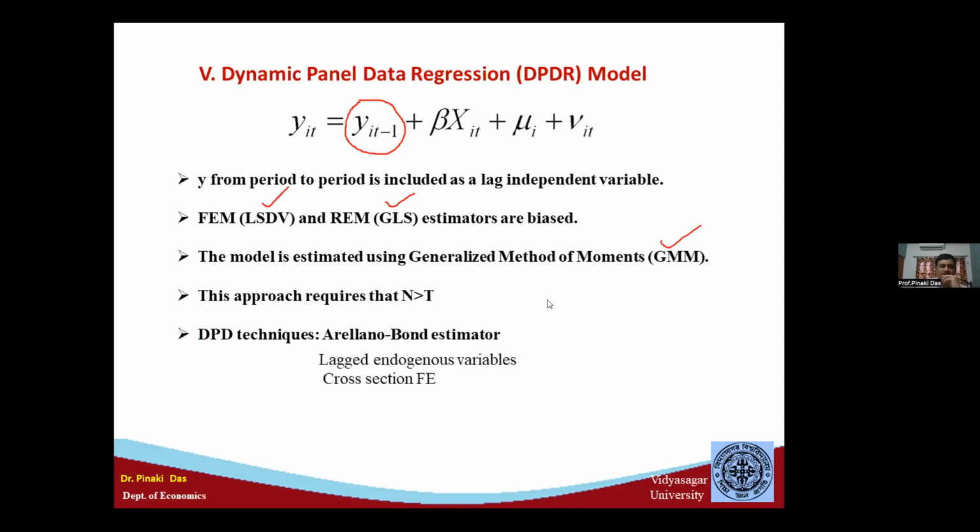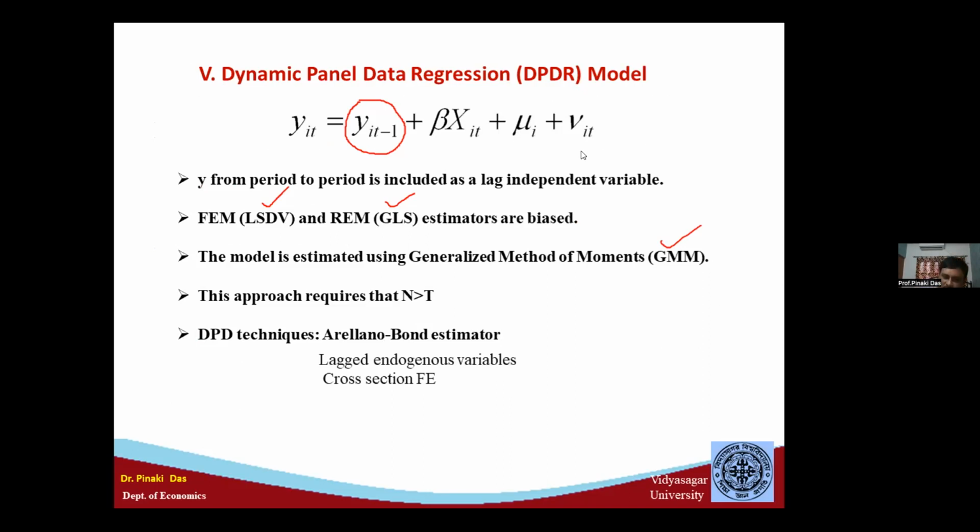Actually, I have already discussed the dynamic panel data regression model. And now the screen is visible. Perhaps this is the regression equation of the dynamic panel data regression model. The equation is visible, Tarok sir? Yes, sir, it is visible, sir. Yes, it is visible, sir.